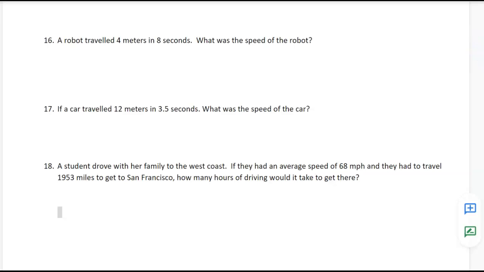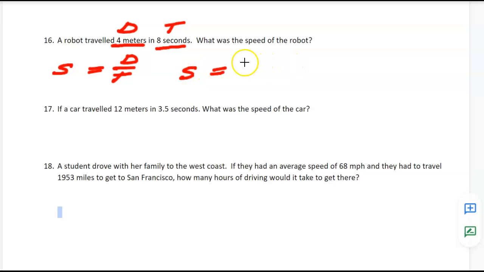So here we have a robot that traveled 4 meters in 8 seconds. If we look at what we've got here, 4 meters is a distance, 8 seconds is a time, and they're asking what was the speed of the robot. So if we fill in our equation, speed equals distance over time, and then we put in our numbers.